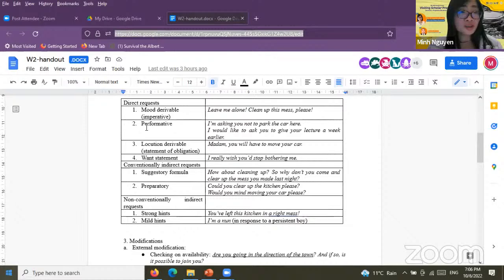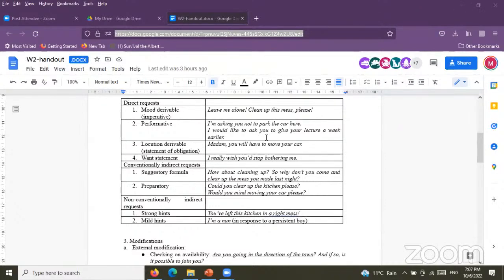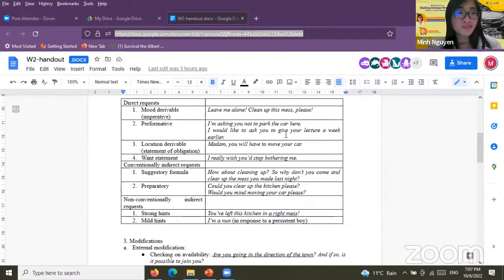We also have performative, meaning using performative verbs, and we mentioned performative verbs at the beginning of the lesson. So "I'm asking you not to park the car here." Or today I received a report from my boss, and she said "I request that Dr. Nguyen do this." So that's a performative request. "I request that." Or "I would like to ask you to give your lecture a week earlier." So those are called performative requests, and they are very direct as well.